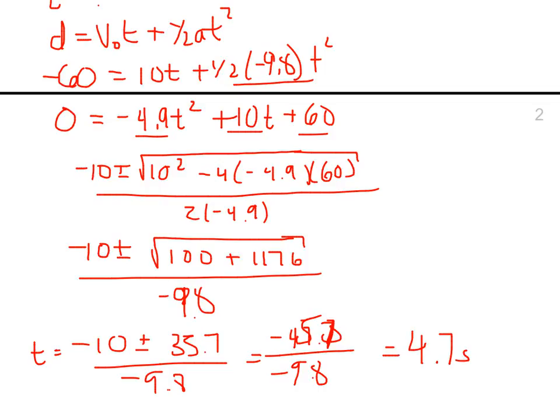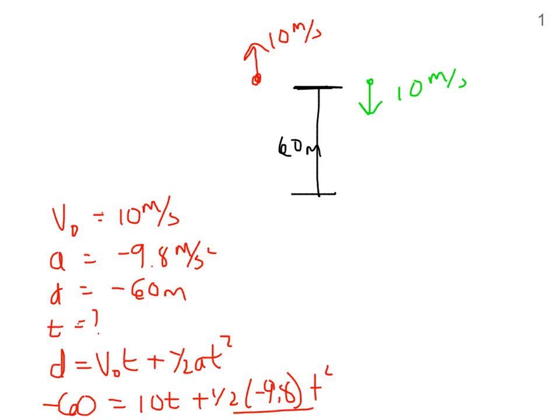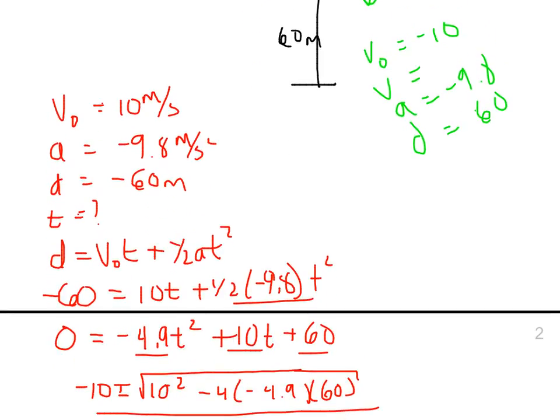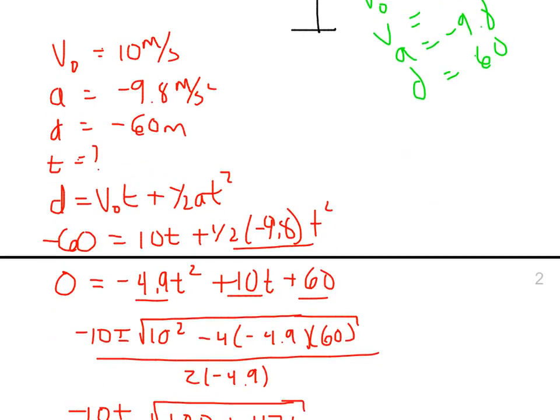I'm going to do the same thing for the other ball. V naught is going to be a negative 10. I know A is negative 9.8, and I know that D is negative 60. So, same equation that I started with before. The only difference, instead of having a positive 10, I'm going to have a negative 10. So I'm going to skip right to here and make a negative 10 instead of a positive 10.